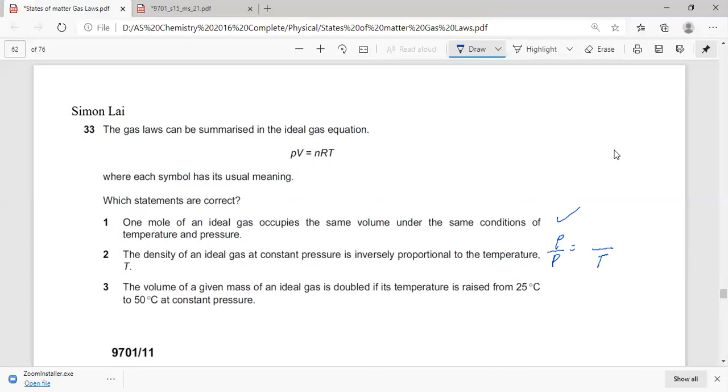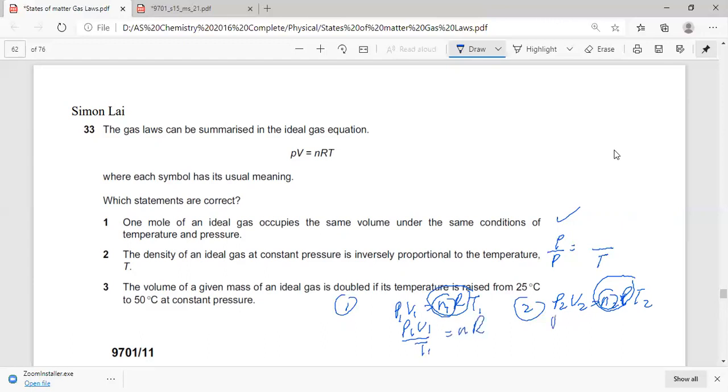Now this one is tricky. The volume of a given mass of an ideal gas is doubled if the temperature is raised from 25 to 50, true or not? PV equals nRT. The given mass, let's say experiment one, experiment two. We didn't change anything, pressure same. P1, V1, n1, T1 here; P2, V2, n2, T2 here. The number of moles is the same, so P1V1 over T1 equals nR, and P2V2 over T2 equals nR. So this should equal this.